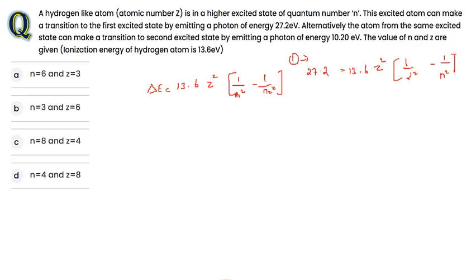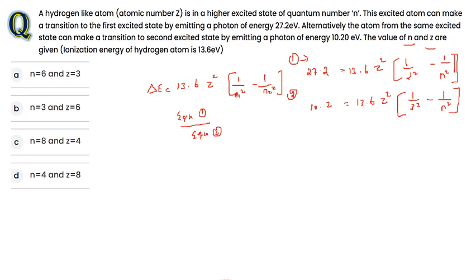Now the second equation is 10.2 equal to 13.6 Z square into 1 by 3 square minus 1 by n square. This is the next state, the second transition. From this, we are going to find the n value and the Z value, by dividing equation 1 by equation 2.